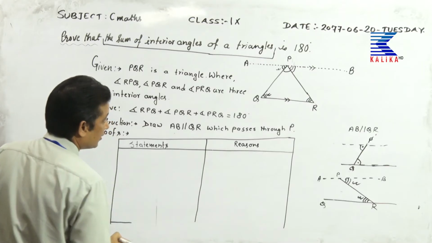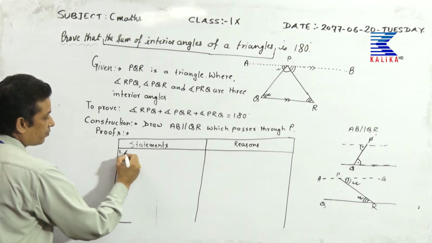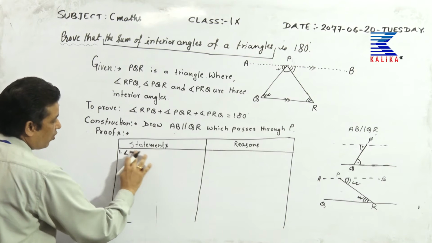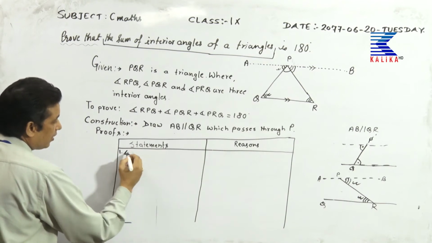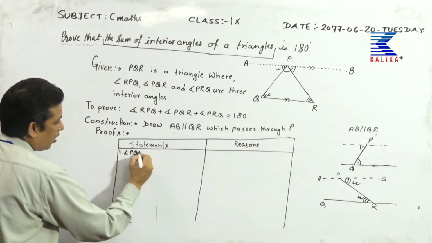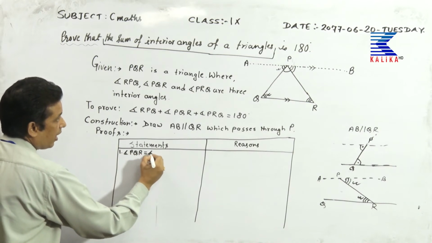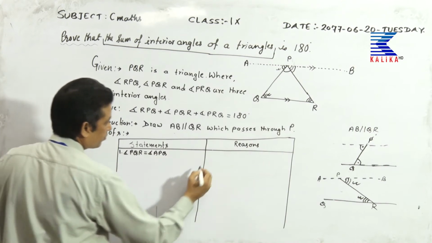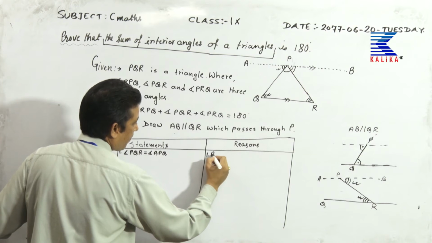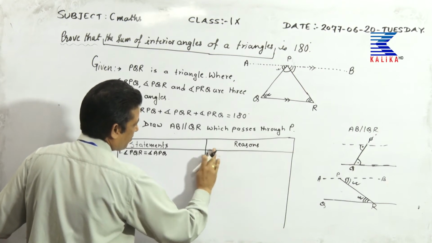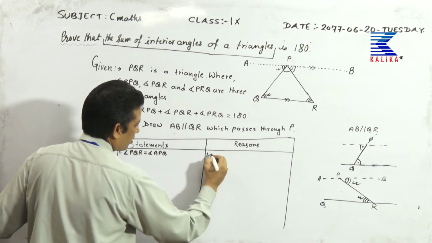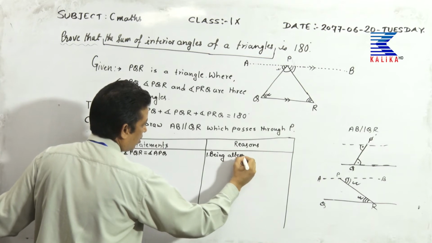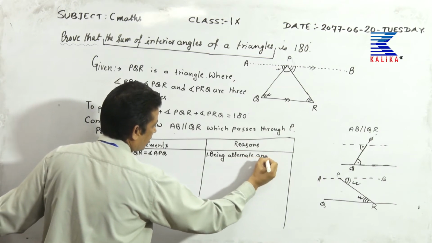Let me show you. Statement number 1, let us write the triangle's angle first. Angle PQR is equal to angle APQ, as, no need to mention parallel line, simply you can write, being alternate angles.